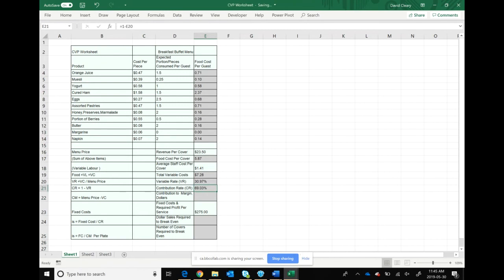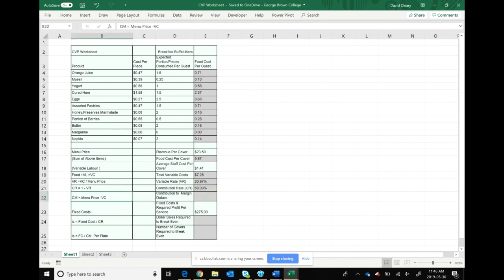69.03%. So what this means is that after we sell a cover, or $23.50 for one guest, 69.03% of that $23.50 goes towards covering our fixed costs and providing us with a profit. Next, we're going to calculate our contribution margin.